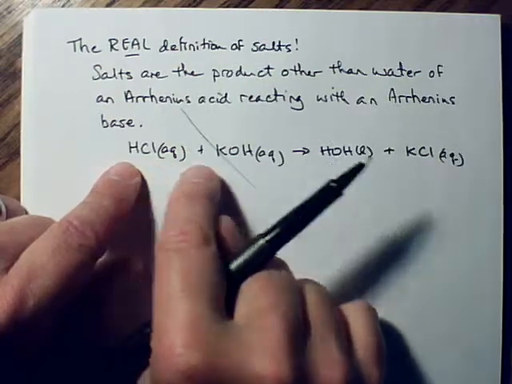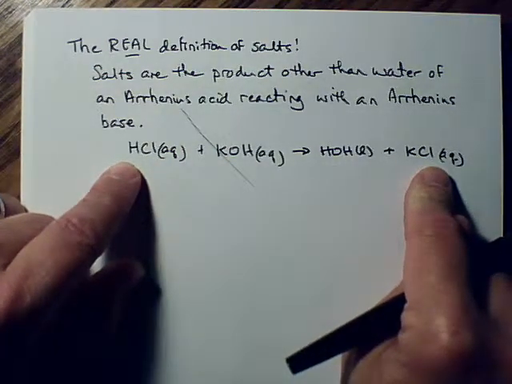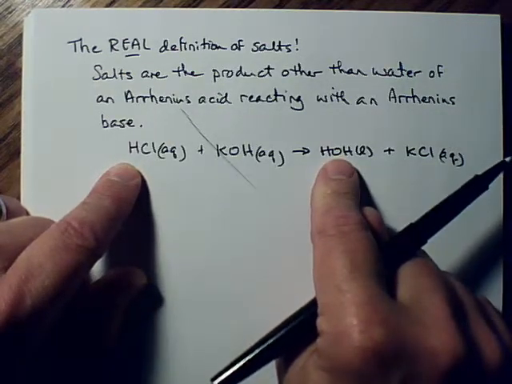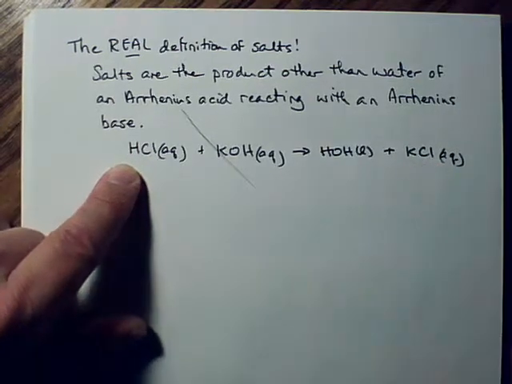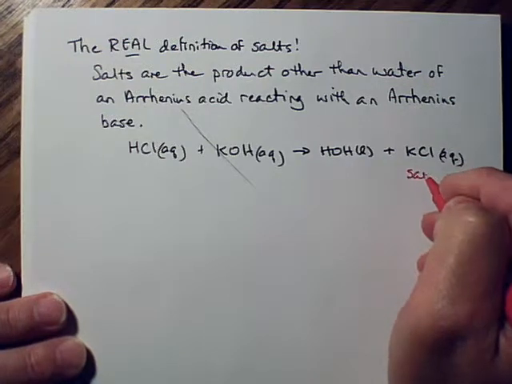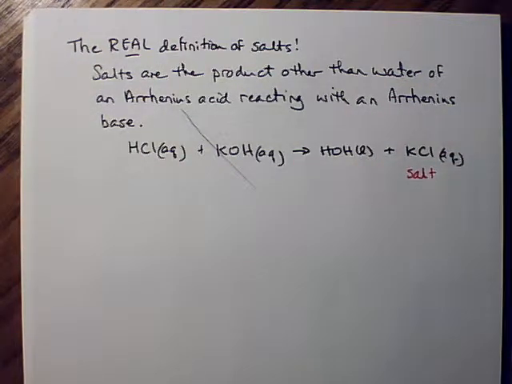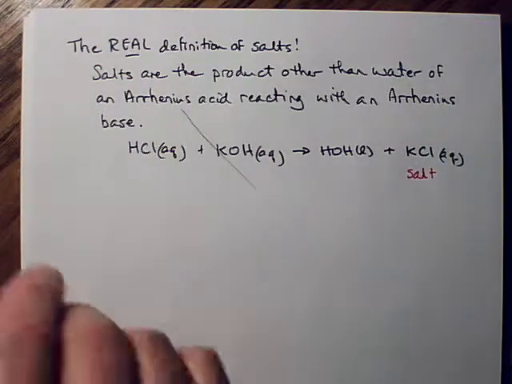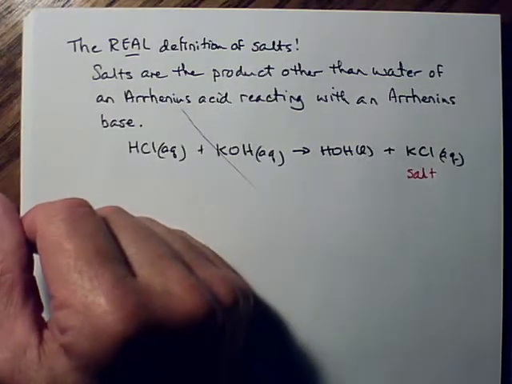So once you have an Arrhenius acid and Arrhenius base, the product other than water is a salt. Well, that's water, so that's not a salt, because we said other than water. That makes this the salt. The potassium chloride is a salt. And anything you can form, you don't have to form it that way, but if it can be formed through an Arrhenius acid-base reaction other than water, that's a salt. That's the definition of a salt to a chemist. Does that make sense? All right.